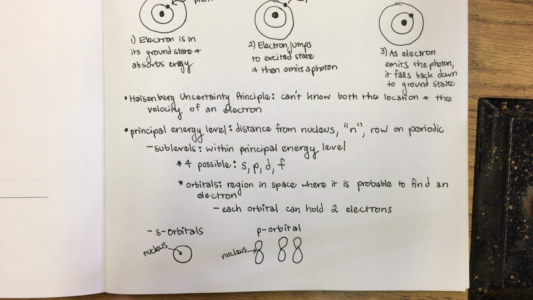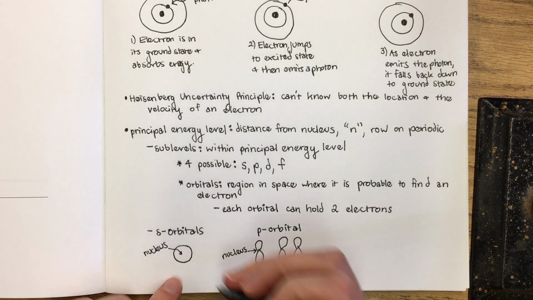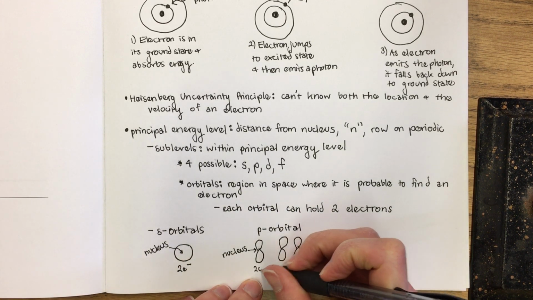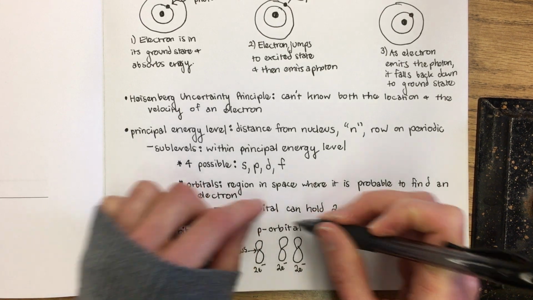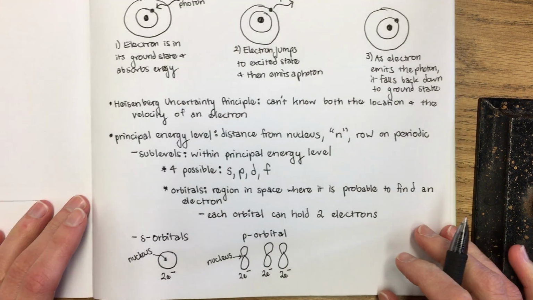Okay, so each of these orbitals, remember, can hold 2 electrons. So we could have 2 electrons in here. Now each of these P orbitals can hold 2 electrons. So in total, a P sublevel can hold 6 electrons.